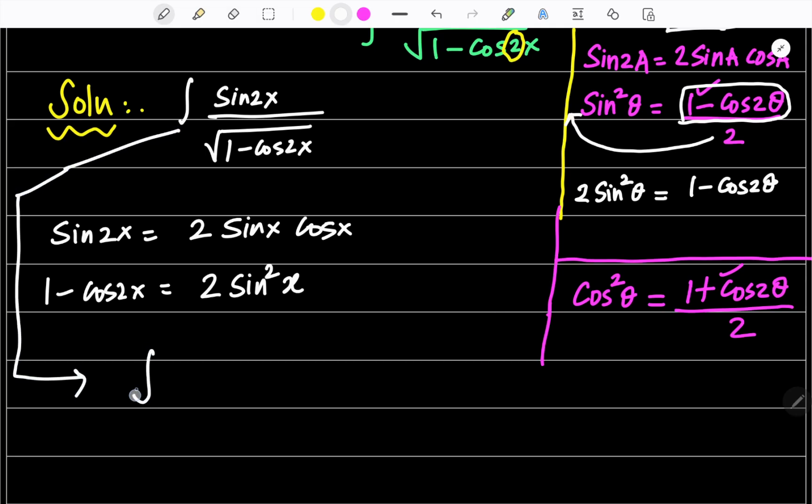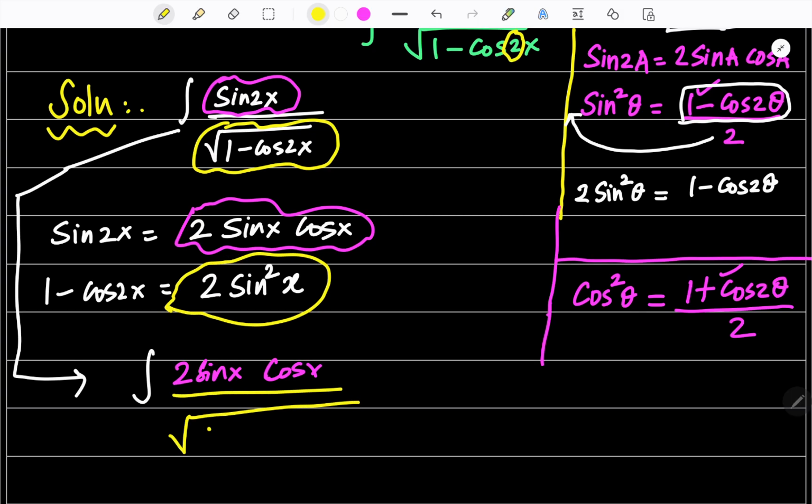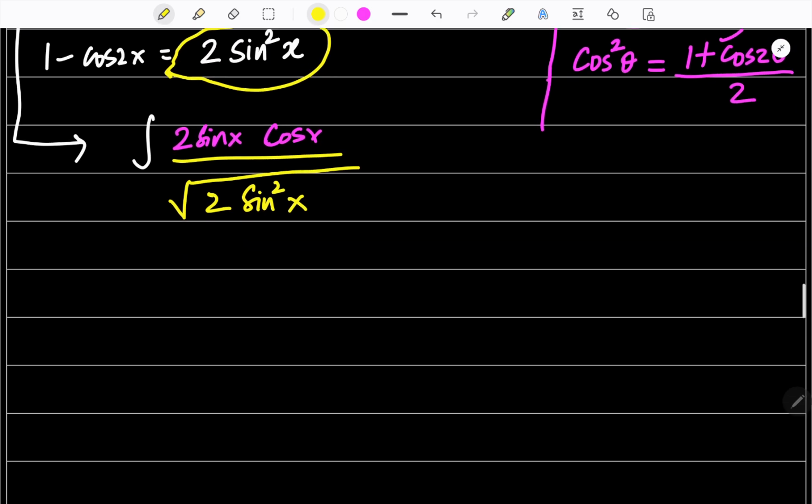Okay, listen. So integral sine 2x, I'm not going to write this. So sine 2x is 2 sine x cosine x. And what about the square root? Divided by square root of 1 minus cosine 2x will be equal to what? 2 sine square x. That's it. We'll see how it goes to simplify this one.